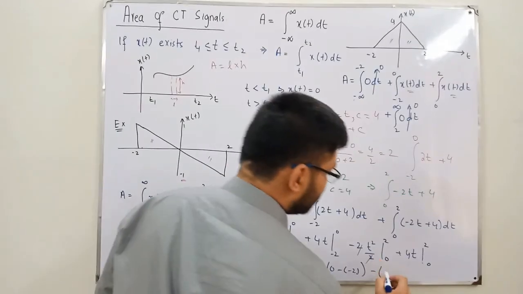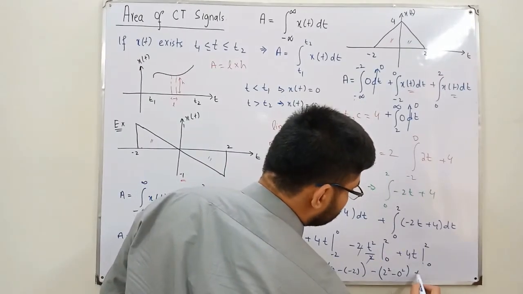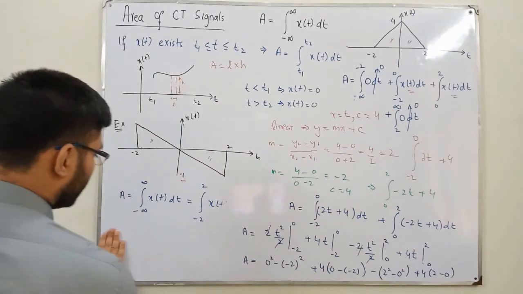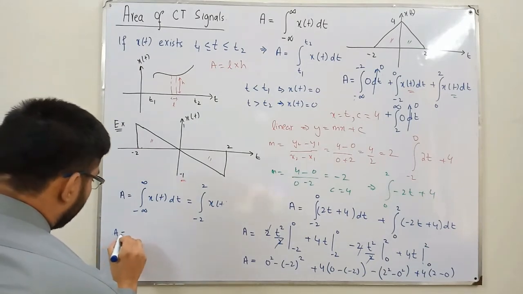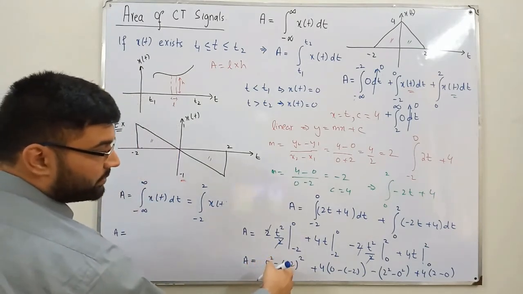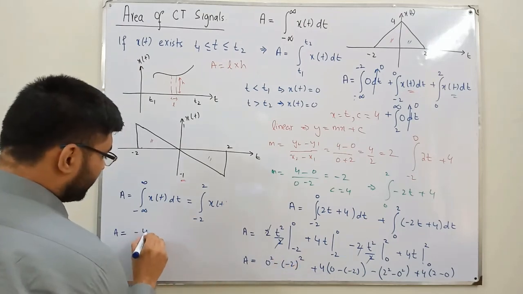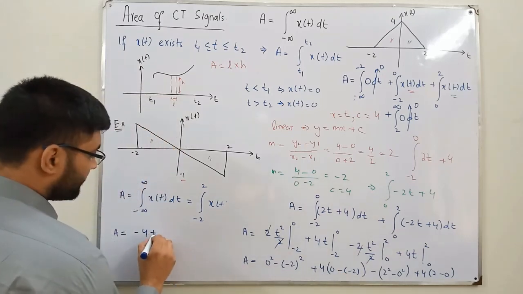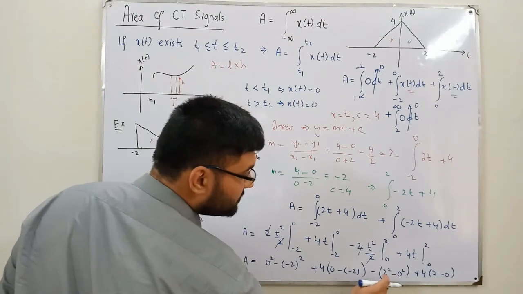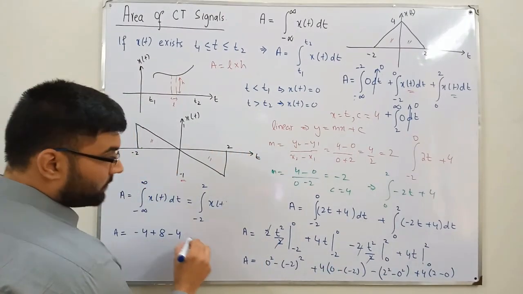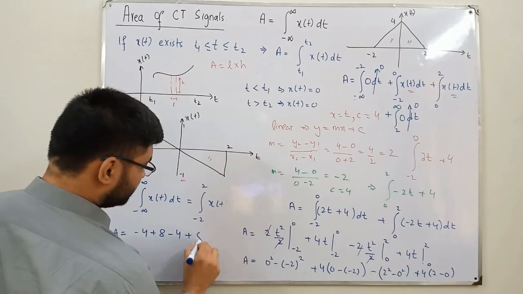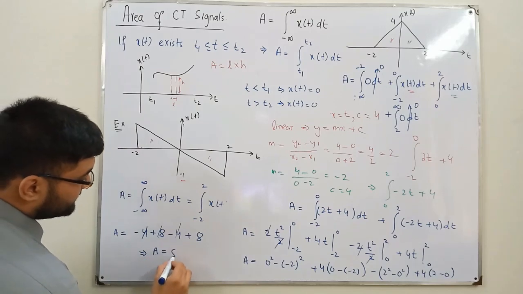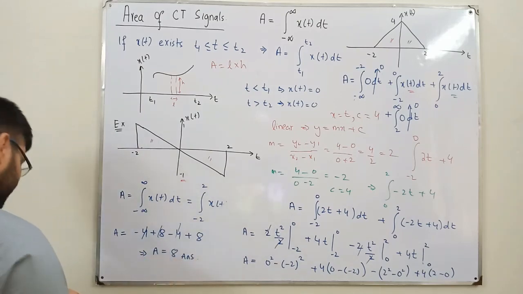So now have a look, you have 2 squared minus 0 squared, similarly plus 4 times 2 minus 0. So now the area would equal what? You have 0, then a positive 4, and a negative 4. Then 2 times 4 is a positive 8, then 2 squared is 4, so minus 4, and then plus 4 times 2 is 8. So have a look, this would cancel out and you get the area is equal to 8, and this is the answer. That's all for today.